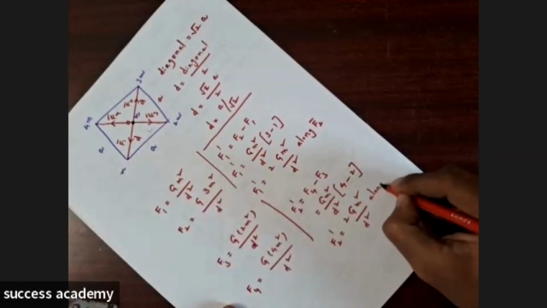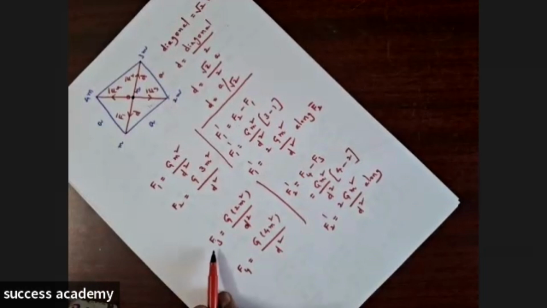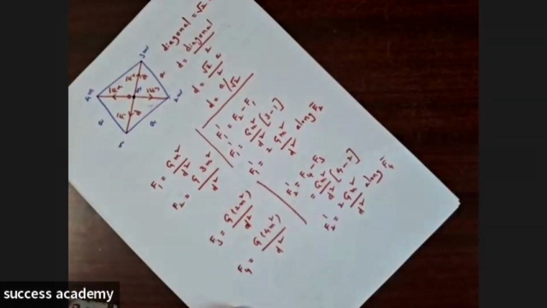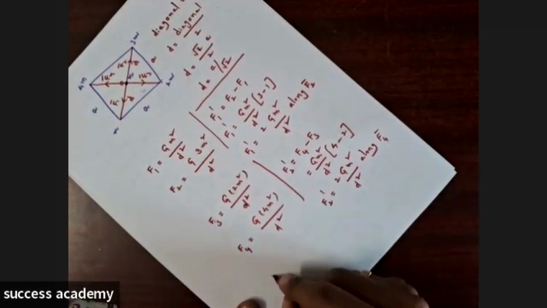In which direction is this? Among F3 and F4, which one is greater? F4 is greater, and that's why it is along F4 bar. Okay, see, now again I'm drawing one more diagram.